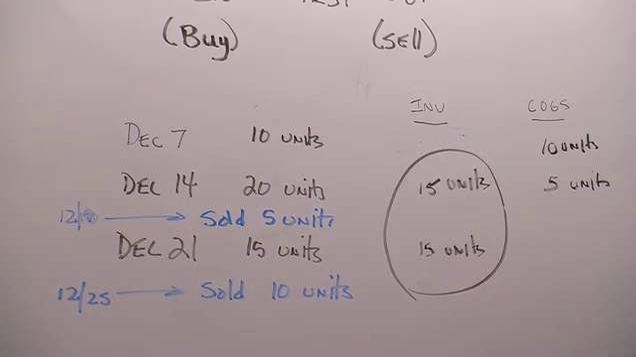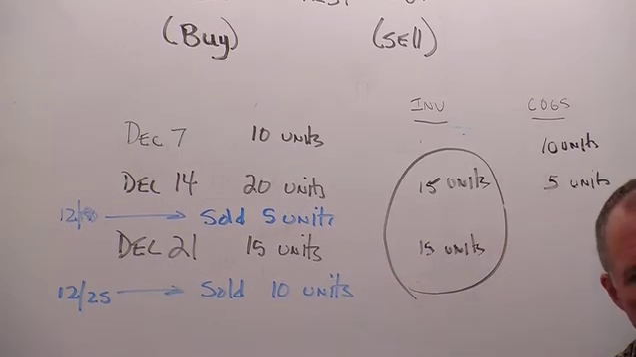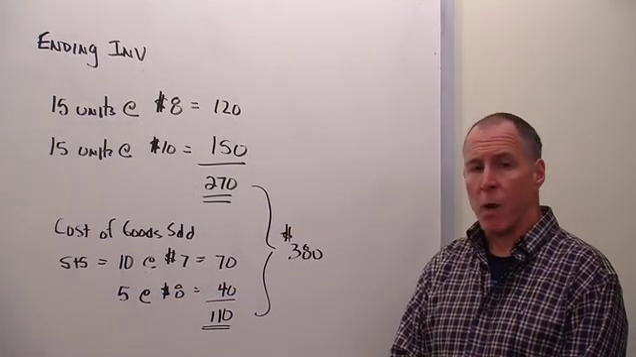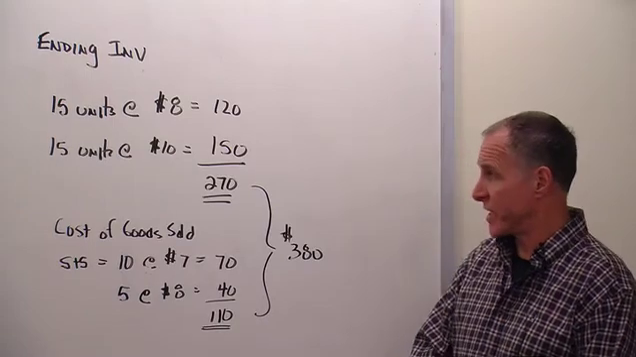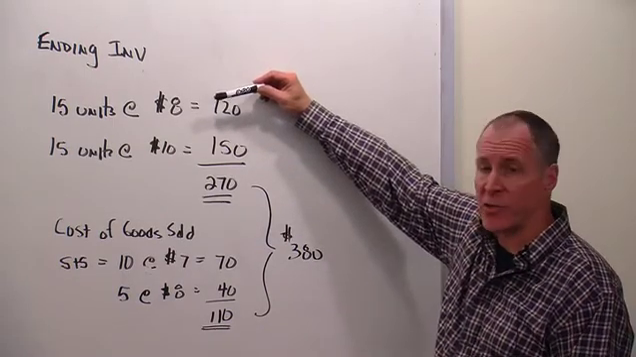And that will be how we figure out cost of goods sold. So come on right back and I'll have that priced out for you and I'll show you how that works. Okay, so when we go to price out what we have left at the end, we can see that we have 15 units left from the acquisition on the 14th.